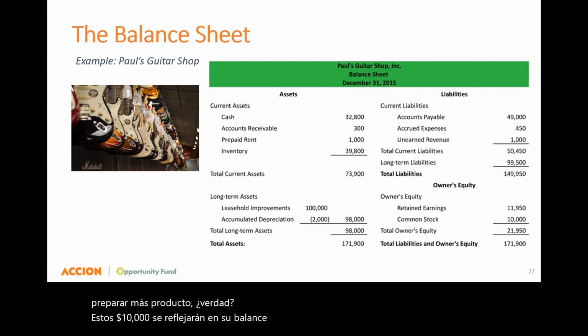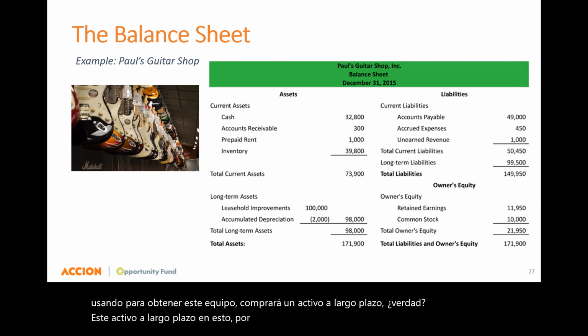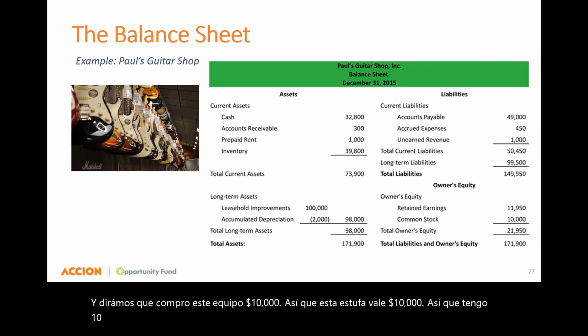So this $10,000 will actually be reflected in your balance sheet on both sides. With the $10,000 that you're using to get this equipment, you will buy a long-term asset, right? We'll call it equipment, and let's say I buy this equipment at $10,000. So this stove is worth $10,000. I have a $10,000 long-term asset categorized as equipment that is worth 10K.